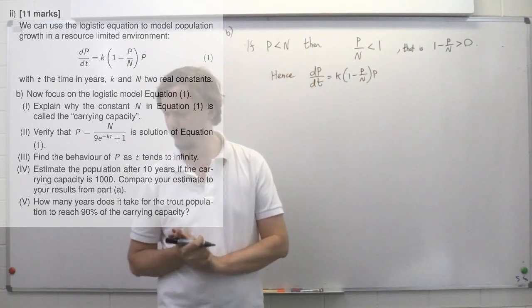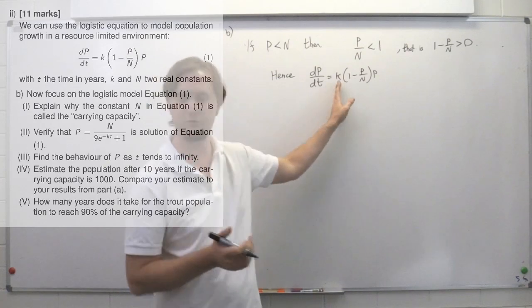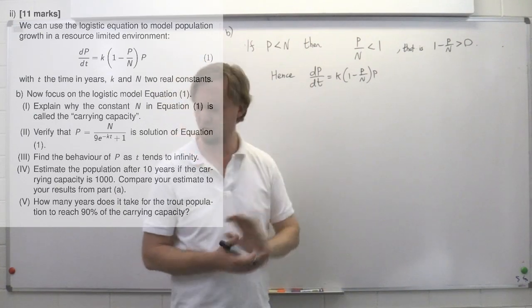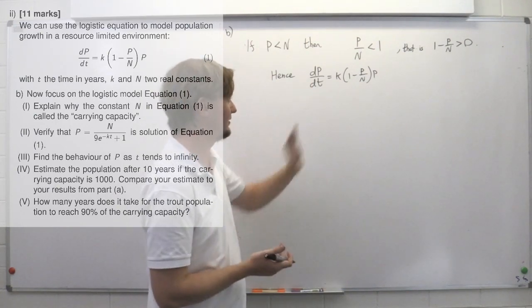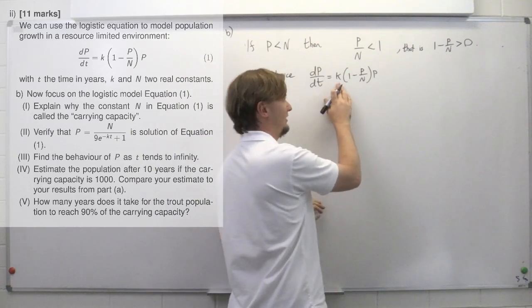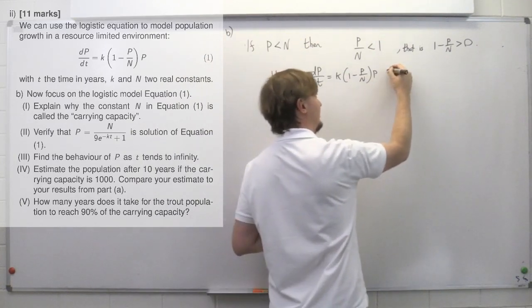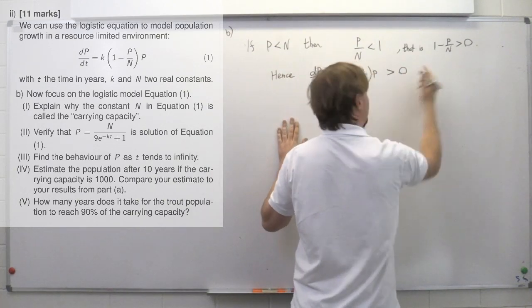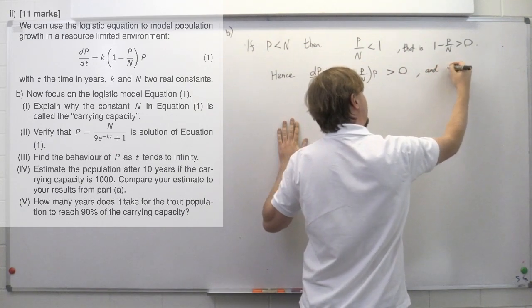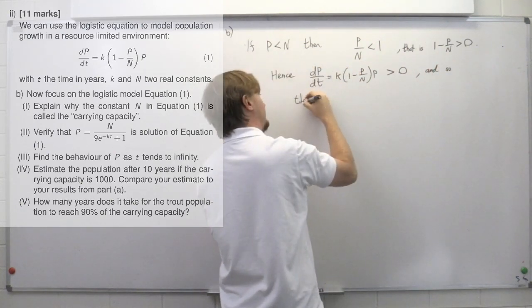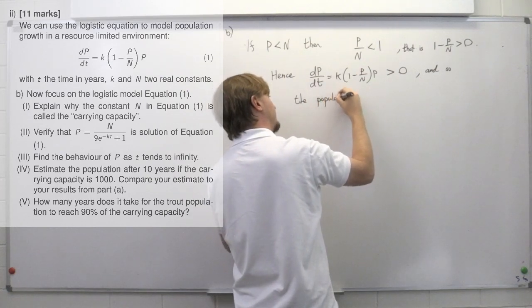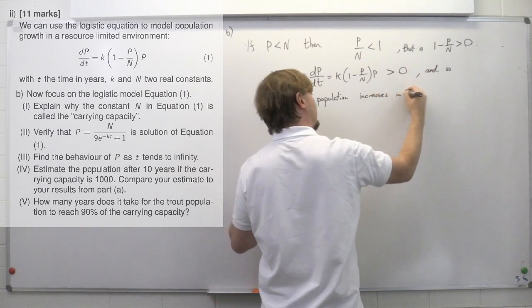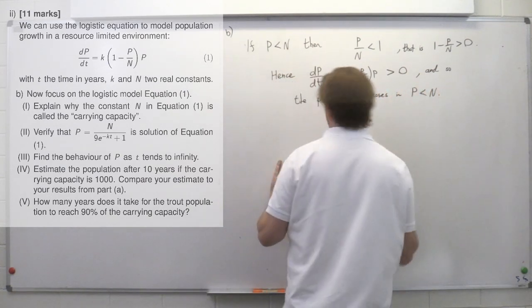Now actually, I do think this question should have been a bit more explicit. k is also positive, as is n. It says real constant in the question. I think they should have said real positive constants, because when you try and fit it, that's what you get. So this term is actually positive, and this term is also positive. So we get that the population increases. So hence this is greater than 0, and so the population increases if p is less than n.